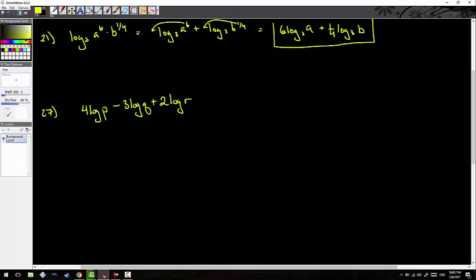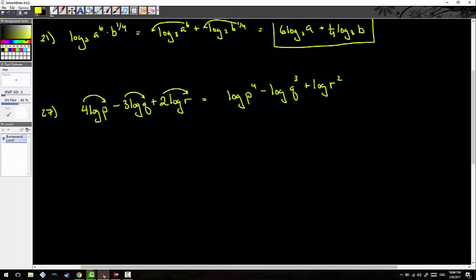So they all have the same base, which means I can combine them. I'm going to use the reverse of the last rule. I'm going to just kick all of these numbers in and make them the exponents. So what I have is log base 10 of P to the 4th minus log base 10 of Q to the 3rd plus log base 10 of R squared.